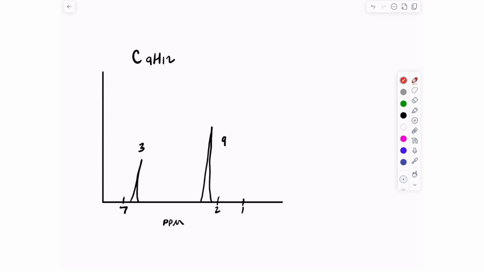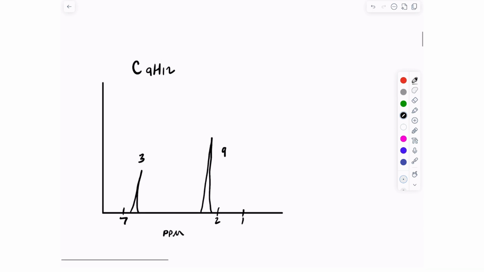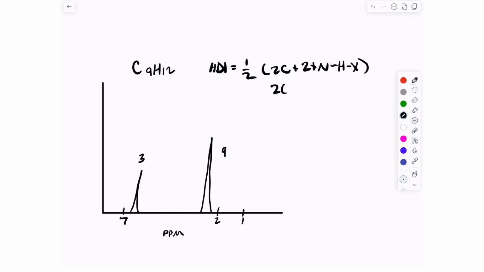Okay, so let's start this off going how I said, where we're going to start by calculating the HDI. So if you forgot the formula, I'll write it down again. So it's 1/2 of 2 carbons plus 2 plus nitrogens minus hydrogens minus any halogens you have. Well, I don't have a calculator, so I think I can just do it in my head anyways. So, let's plug it in.